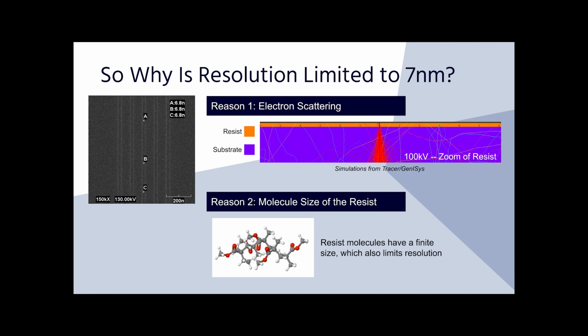Electrons repel each other. While an individual electron has a minuscule wavelength, a beam of electrons has a real physical size. When we are working at the scale of nanometers, the physical size of the beam will directly affect the size of the features we are able to write.